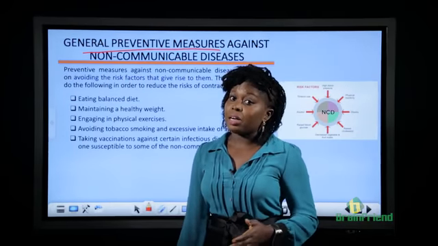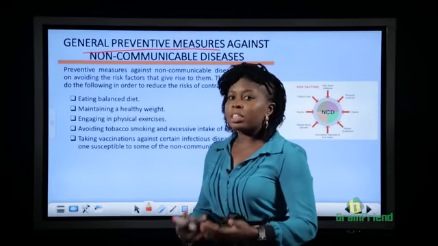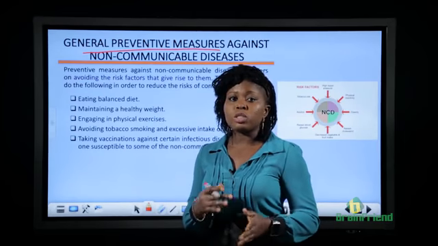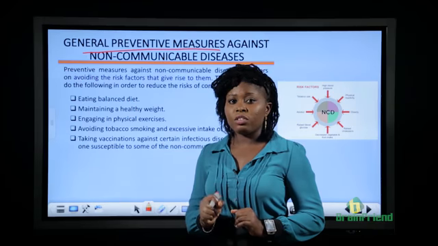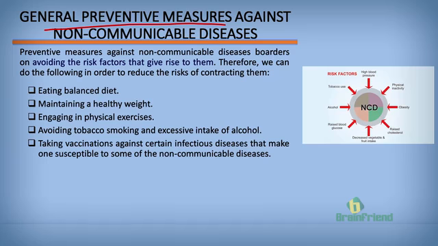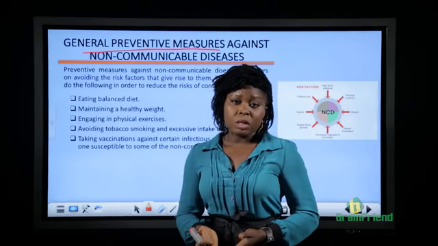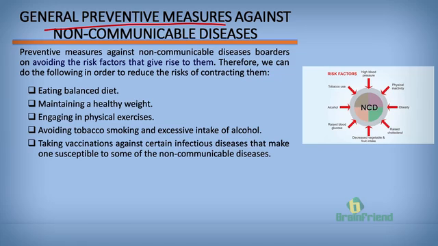There are some things that are out of our control, all right? But the much that we can do as individuals, we must make sure that we do those things to greatly reduce the risk of developing non-communicable disease. For example, if diabetes runs in your family, you may not be able to do anything about that, but you may reduce your chance of developing diabetes by doing some of these things we are going to be talking about.